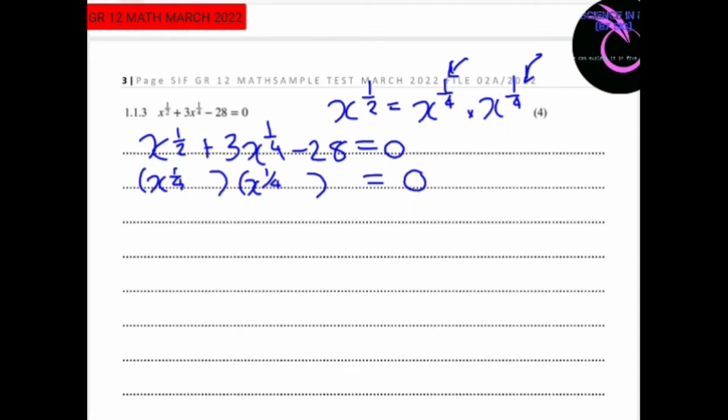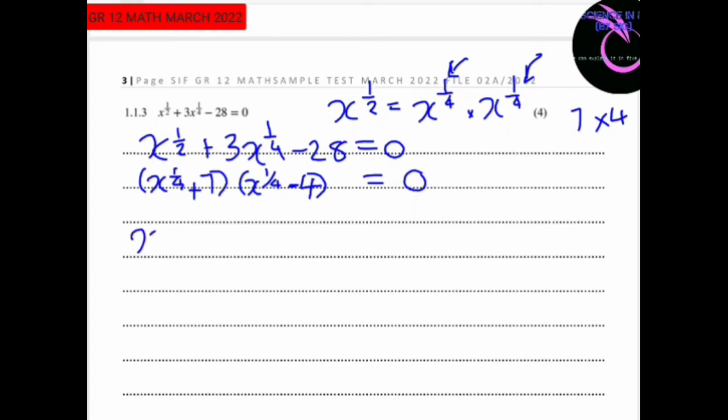Now, I need two factors of 28 that will give me a sum of 3. Well, if I multiply two numbers that give me 28, I can have 7 times 4. 7 times 4 is 28. 7 minus 4 is actually 3. So I can put in a 7 and a 4. Now the middle term is positive, which means the larger term inside the bracket is the positive and the smaller term is the negative. So x to the power of a quarter plus 7, in bracket x to the power of a quarter minus 4, all of that equals 0.